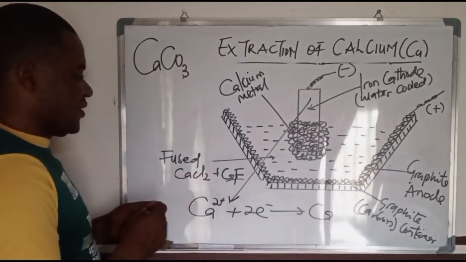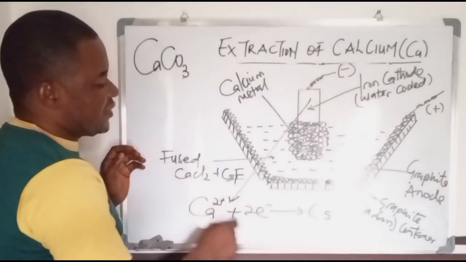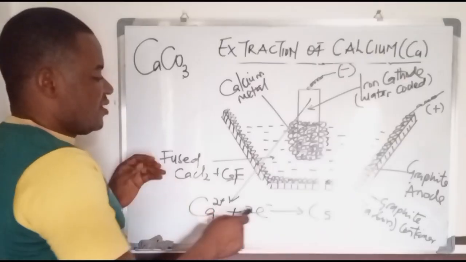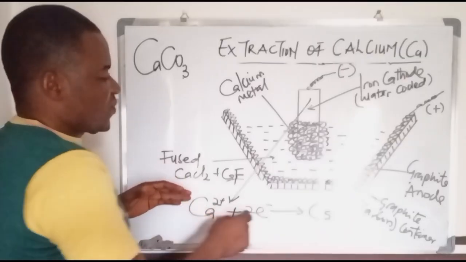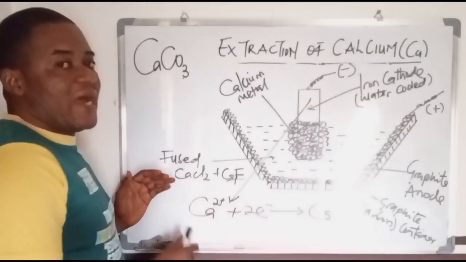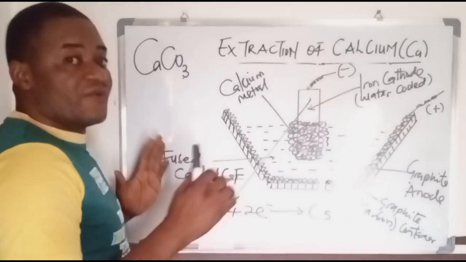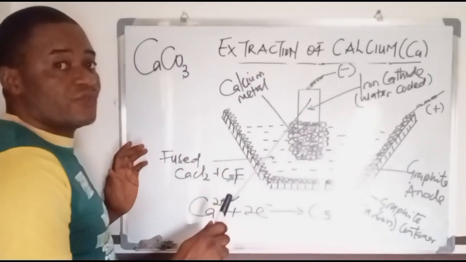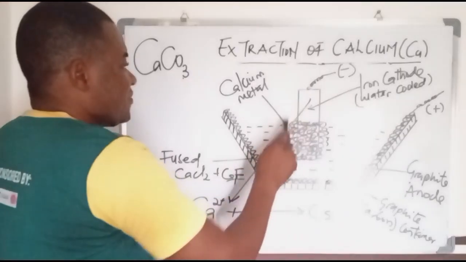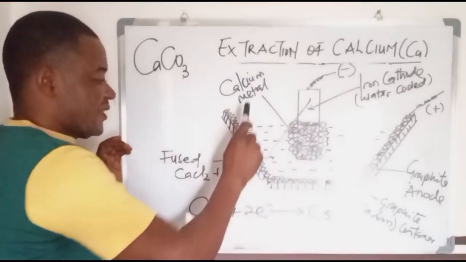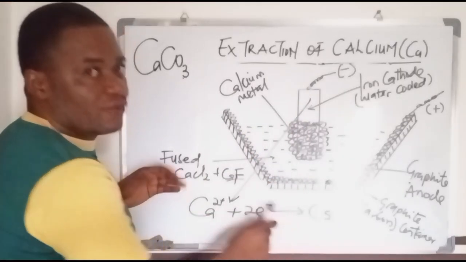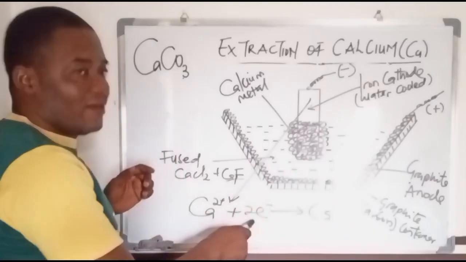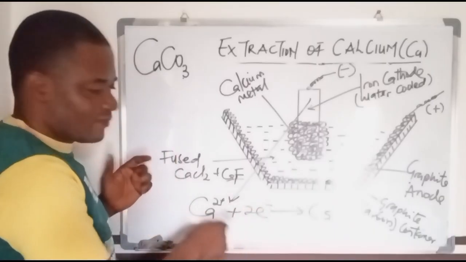So at this point, this is the addition or the gain of electron here. Now, because of the gain of electron, we term this entire reaction a reduction reaction. So the reaction that takes place at the water-cooled cathode area that allows for deposition of calcium metal is a reduction reaction where there is a gain of 2 electrons.